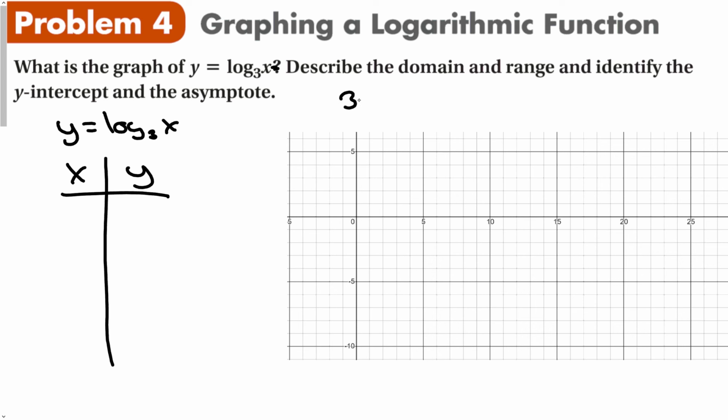Let's rewrite this as 3 to the y power is equal to x, and then I could just reverse these and switch them to give me my inverse, and then switch them back after I graph it. But that seems like a lot. So I would rather just plug in numbers that work well.